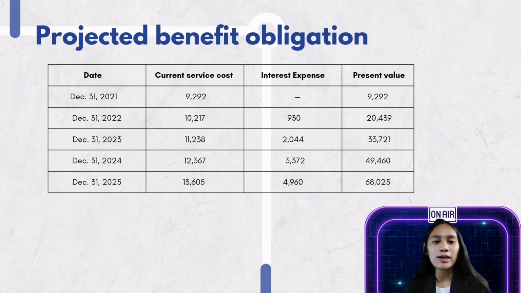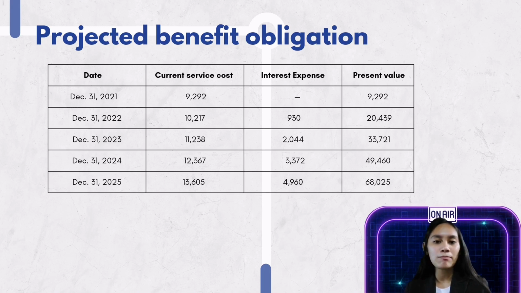Para sa interest expense for 2022, 9,292 na present value sa 2021 times 10% na discount per annum equals 930 interest expense. To get the present value of 2022, 9,292 plus 10,217 plus 930, which will arrive to 20,439.